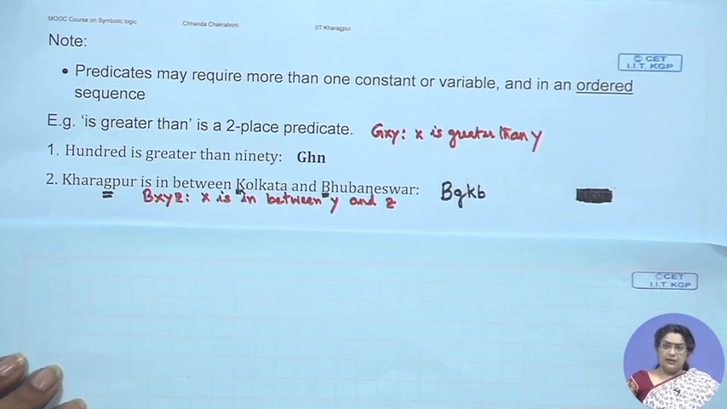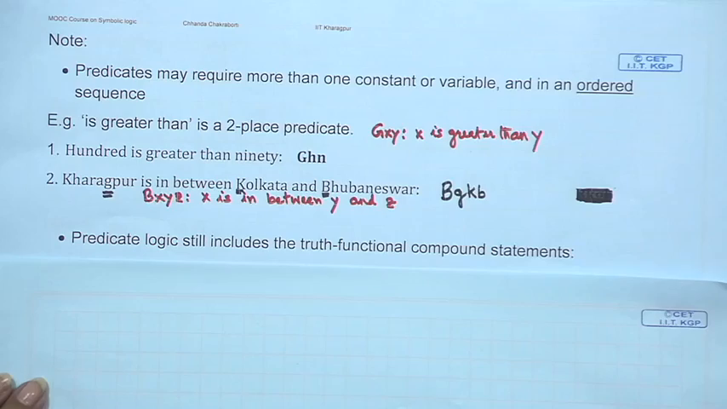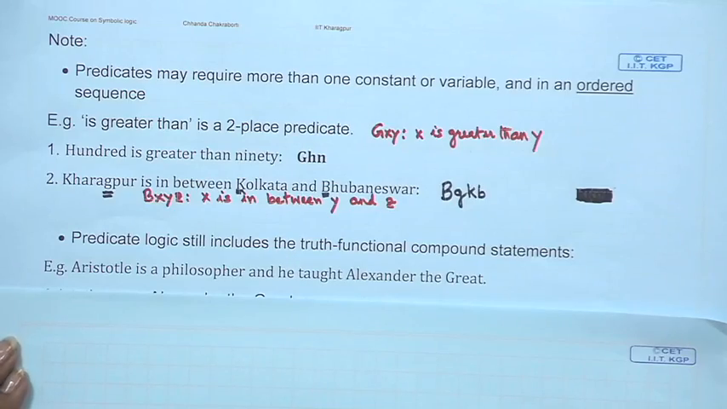So, that is how we are going to handle this kind of n-place predicate symbols. There is also, as I told you, that we are carrying everything back from propositional logic. So, you are going to see truth functional statements also in first order predicate logic. Let me show you. For example, think about this sentence here. Aristotle is a philosopher and he taught Alexander the Great. Once more, Aristotle is a philosopher and he taught Alexander the Great.